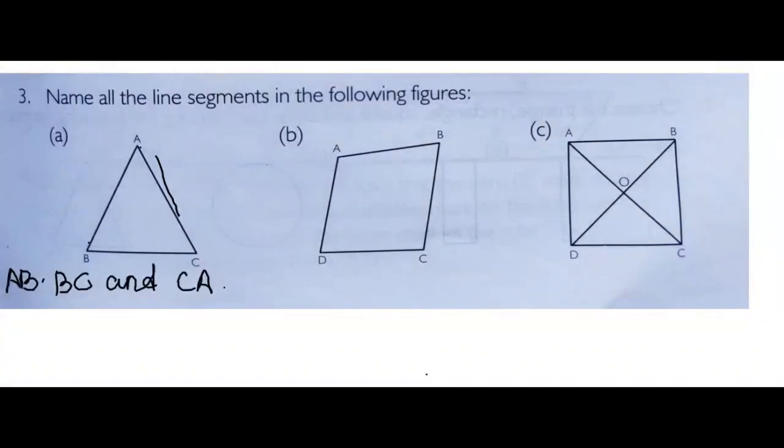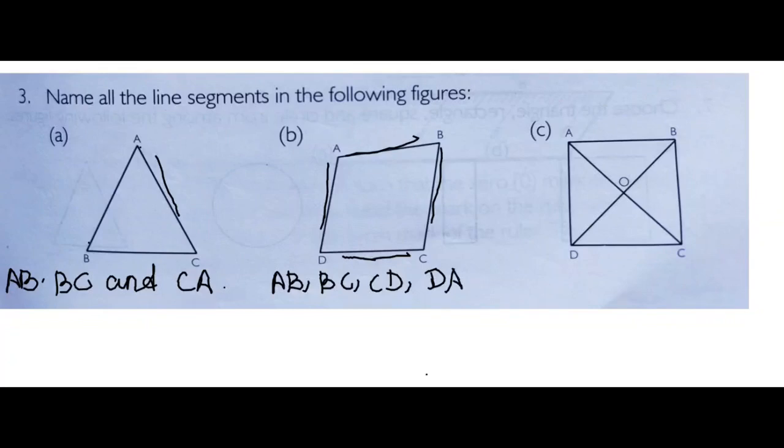So children, in figure B you can see there are 4 line segments. Yes, AB, BC, CD and DA. So you will write the names of all the line segments. What will you write? AB, comma, BC, comma, CD, comma, DA.